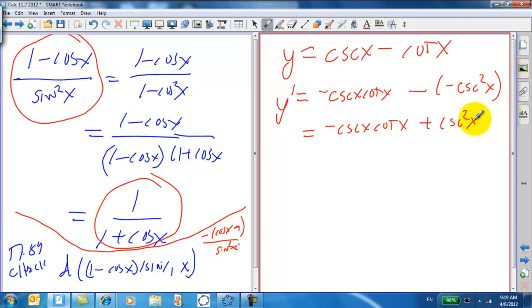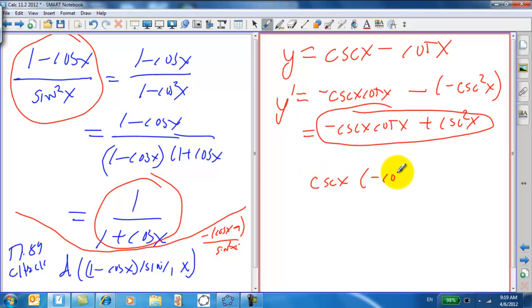Now, how is that the same as the other answers? And cosecant cotangent doesn't really simplify. But we could factor out, so I'd accept this as an answer. But let's make sure it's equivalent to the ones we came up with over here. Because we could factor out a cosecant. And then it becomes negative cotangent x plus cosecant x.